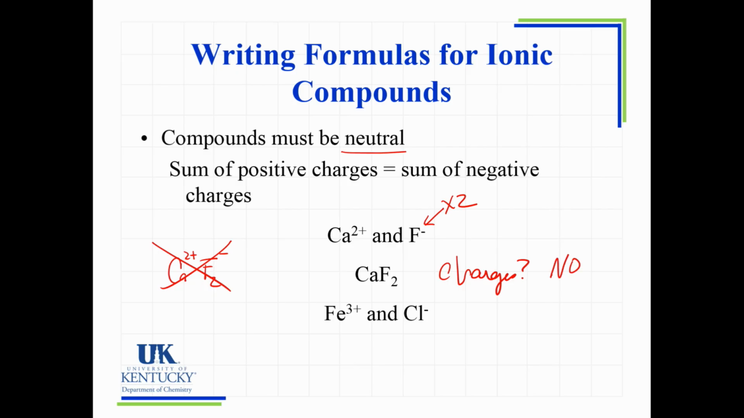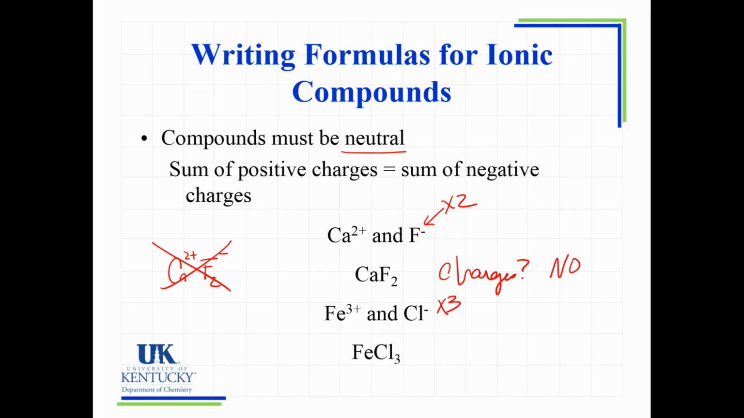Fe3+ with a Cl minus. Well, again, I need as many negative charges as I have positive charges, so I would have to have 3 of the chlorides in order to balance out the positive 3 of the irons. Okay, so FeCl3.